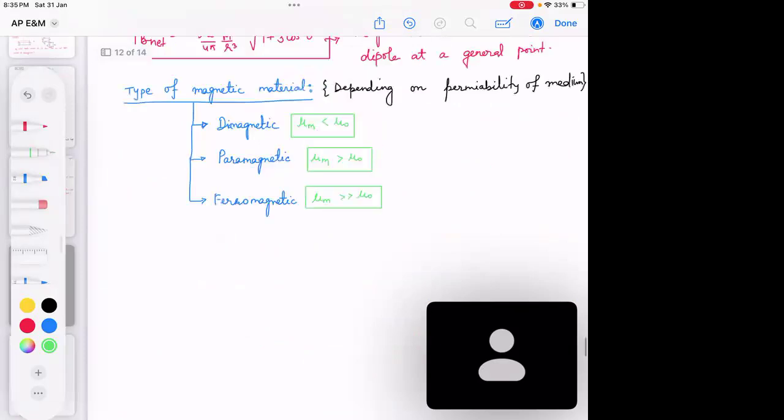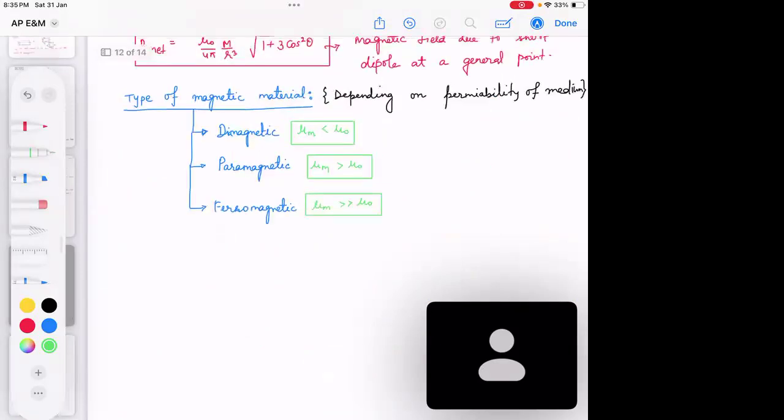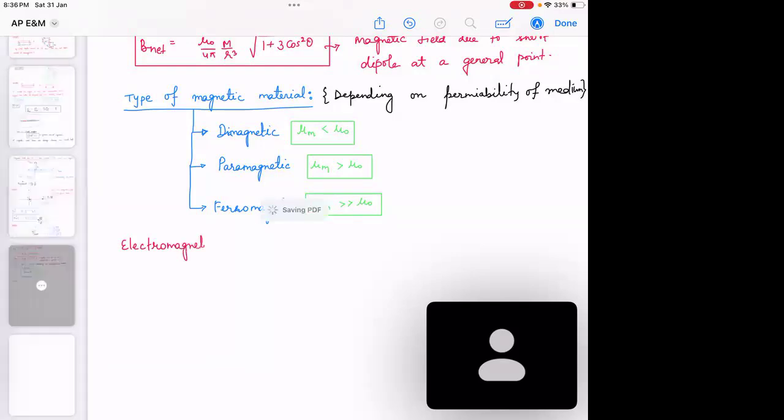Electromagnets means: if we allow current to flow through a conductor, then there is a magnetic field produced by the current-carrying conductor. That kind of magnet is called an electromagnet. It is also called the magnetic effect of current.